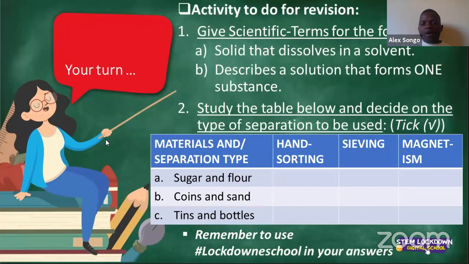So question number 2A, we are saying study the table below and decide on the type of separation that is to be used. So we've got sugar and flour, right? Do you hand sort this? Do you sieve? Or do you apply magnetism? You simply tick which one is the correct one. We've got coins and sand. Hello, Sonabo, welcome. So how do we separate coins and sand? Do we sieve them? Do we use magnetism? Or do we use hand sorting? Ladies and gentlemen, also respond to that. We've got tins and bottles. How do we separate these ones as well? Do we hand sort? Do we sieve? Or do we use magnetism?